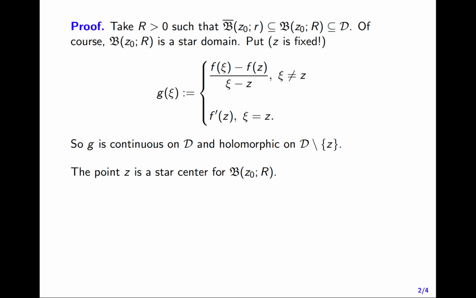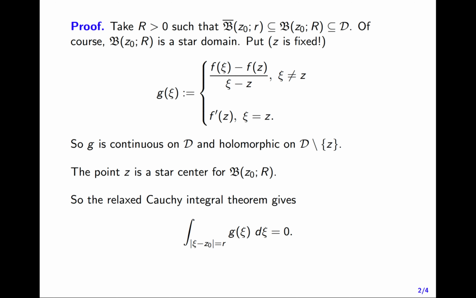Now, something else. This point z that I'm using in my definition for G, that is a star center for the ball centered at z0 of radius r. Why is that? Let's assume the point z is in this ball centered at z0 of radius R. Then a fact about star domains is that balls are always star domains, and the star center of a ball can be any point you want in that ball. So what do I see? G is continuous in particular on the entire ball centered at z0 of radius r, and it's holomorphic on that ball except at the star center z.